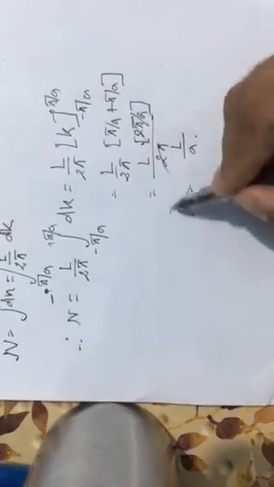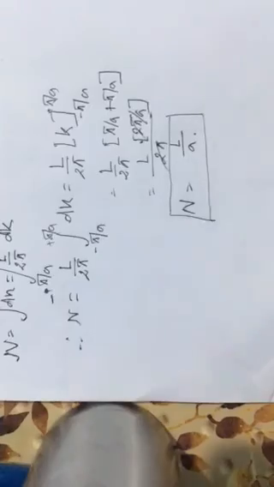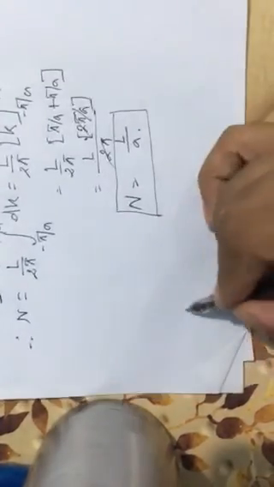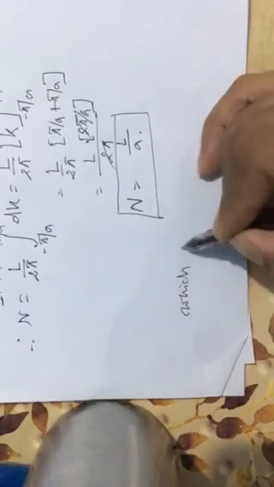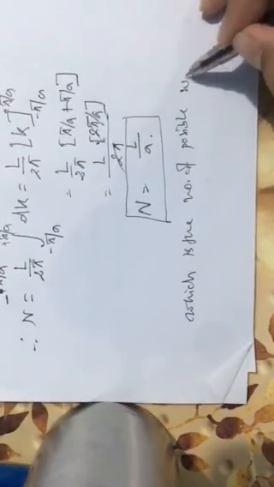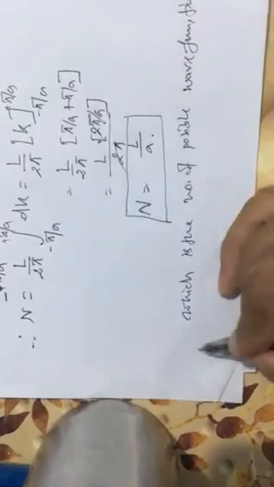So this is our final result, which is the number of possible wave functions in a band.